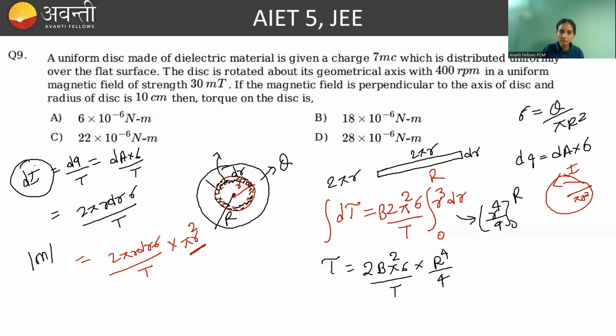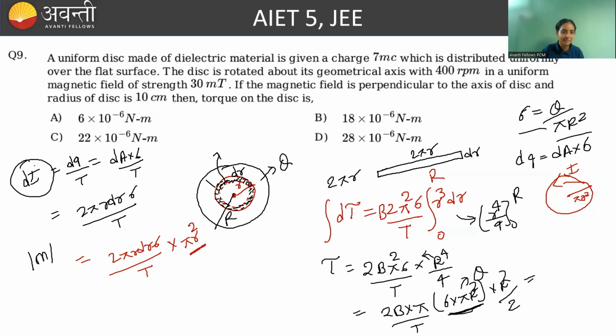r4/4. If you see here, I'm going to simplify it further. 2B into pi I write here, okay, by T. One pi is remaining here, so that I'm going to write as sigma into pi r square. One r square from here I'm taking, then it will remain as r square by 2. Why have I done this? Sigma into pi r square is equal to q, that is here 7 millicoulomb. So this is equal to q.